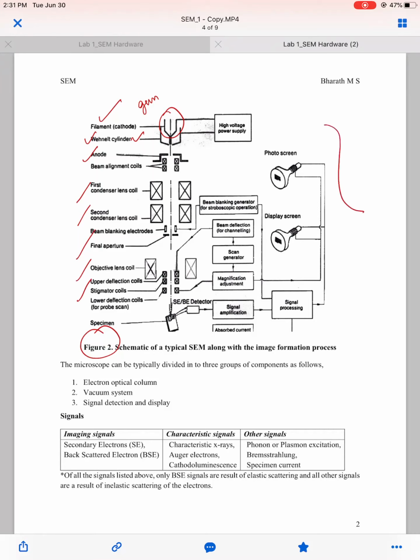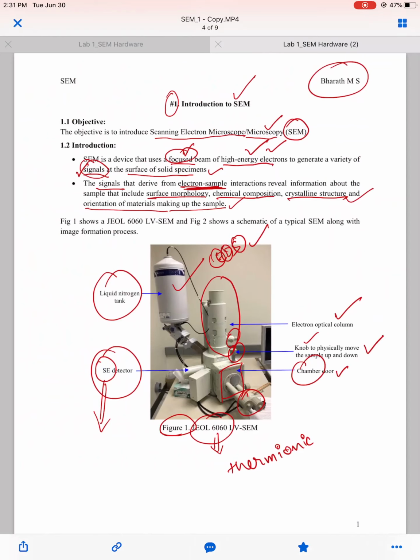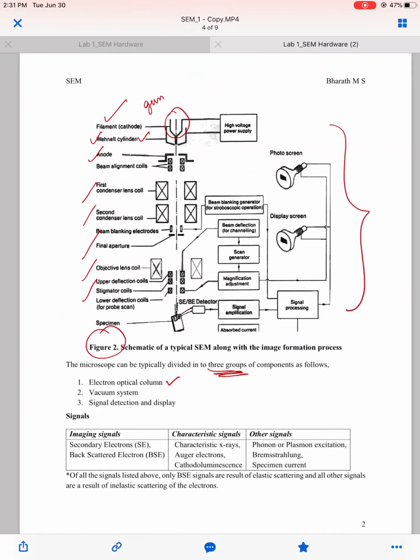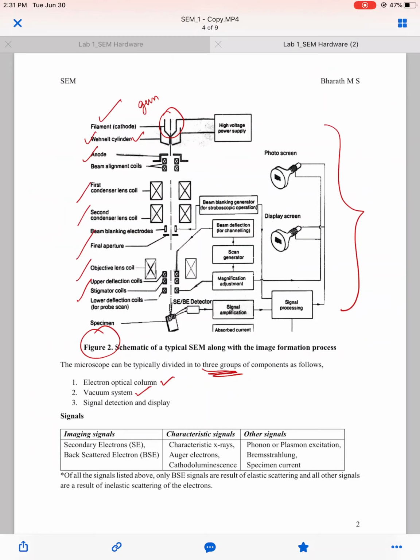So what is seen here can be typically divided into 3 groups of components. One is an electron optical column, which we saw in the form of a long tube here, and there is a vacuum system that is needed. Since we are dealing with electrons, we have to have vacuum. We cannot use air, because if we use air, the electrons will ionize the air. So what we need is a vacuum system. We need something to produce vacuum, a setup to maintain the vacuum, and arrangements to measure the vacuum and so on.